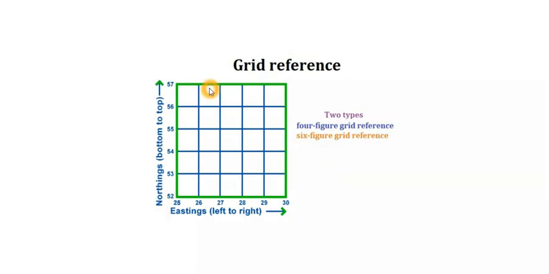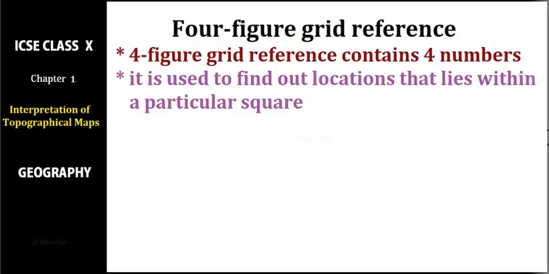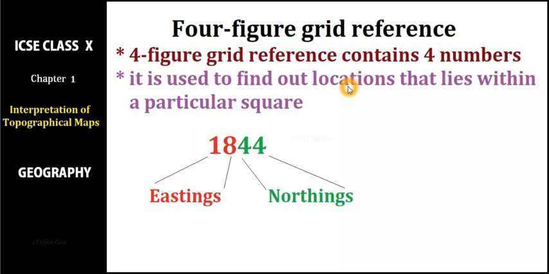And there are two types of grid references. One is called a 4-figure grid reference, another one is called a 6-figure grid reference. Both are used for locating places, but they have slightly different purposes or functions. Now let's see the first one, the 4-figure grid reference. As the name suggests, a 4-figure grid reference contains 4 numbers in total, and it is used for finding the location that lies within one particular square. And when we write the 4-figure grid reference, we write 4 values continuously like this.